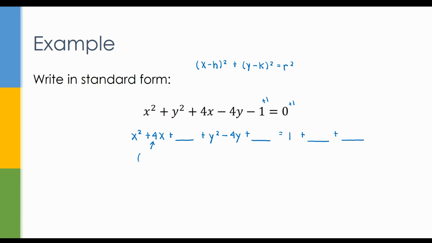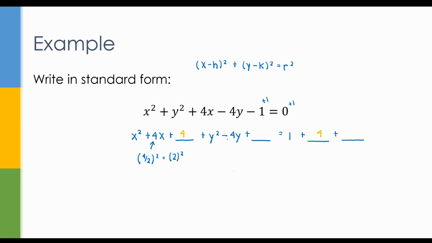I take the number that's in front of x, I'm going to divide it by 2, and I'm going to square it. 4 divided by 2 is 2. 2 squared gives me 4. So I'm adding 4, and let me do this in a different color. So we're adding 4 on the left, which means we have to add 4 on the right.